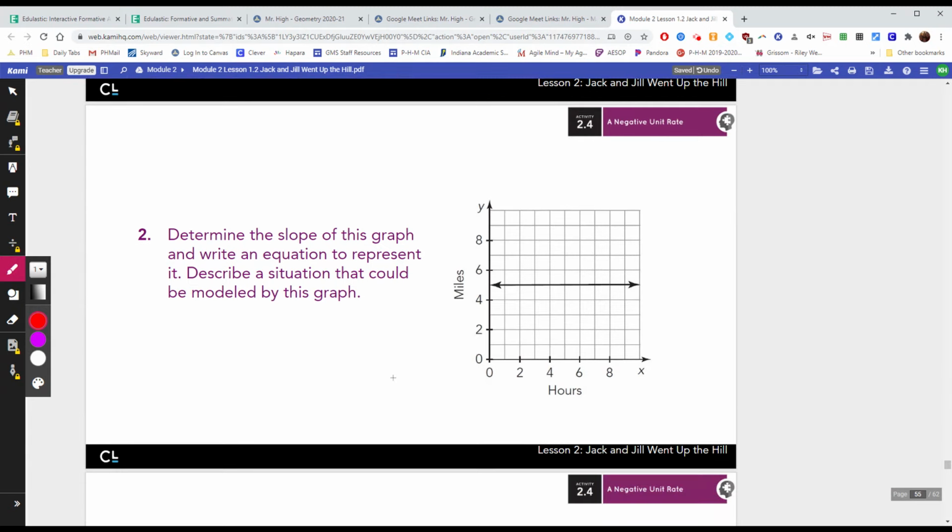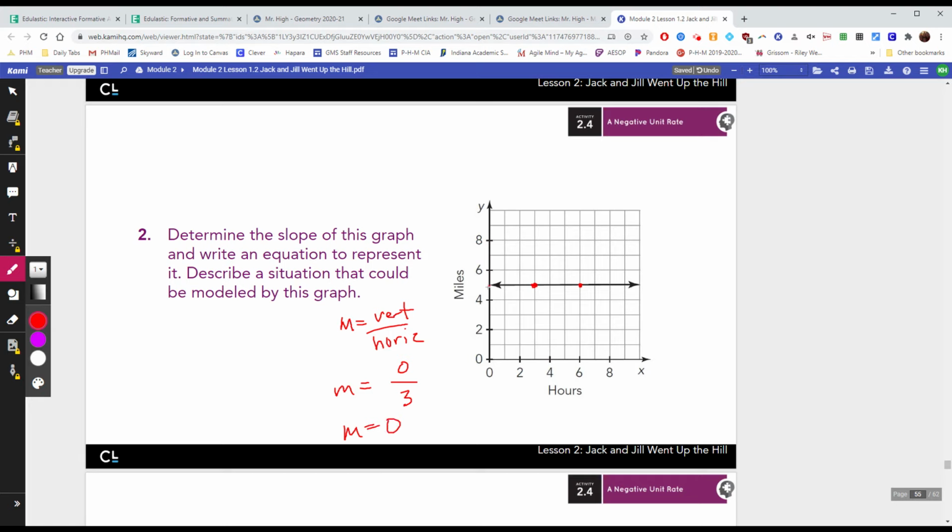For number 2, determine the slope of this graph, write an equation to represent it. All right, so slope of this graph. Again, if I have 2 points, I need vertical change over horizontal change. Well, the vertical change, I don't have to move at all. The vertical change is 0. Between these 2 points, that was a distance of 3. 0 over 3 is 0. So the slope of this is 0.